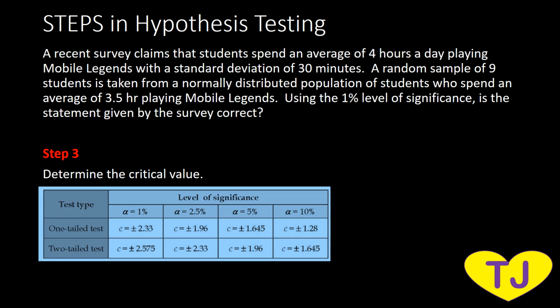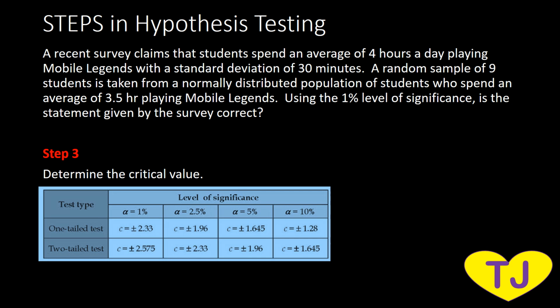So that would simply mean that we will be expecting that the tail part area of your normal curve, because this is a normal curve since we're using z, will have an area which is equivalent to 1%. I hope that's clear.